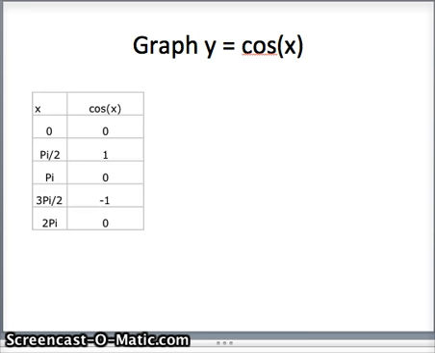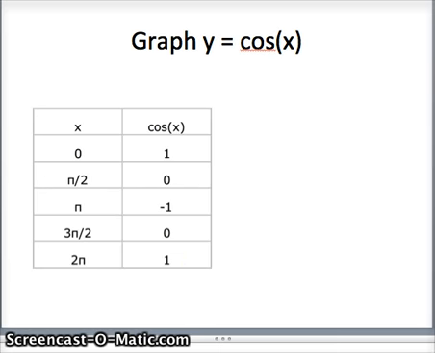So let's look at our chart. We have these values. If x is 0, cos is equal to 1, so that's a mistake. And here's the corrected version. Cos of 0 is 1, cos of pi over 2 is 0, cos of pi is negative 1, cos of 3 pi over 2 is 0, cos of 2 pi is 1.